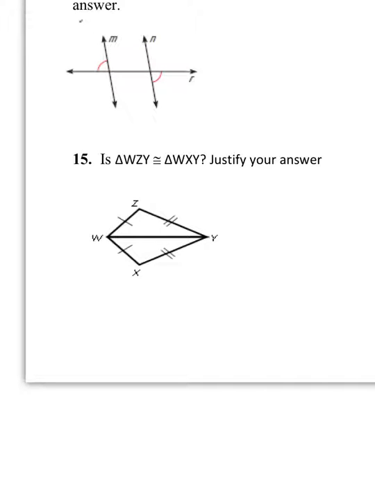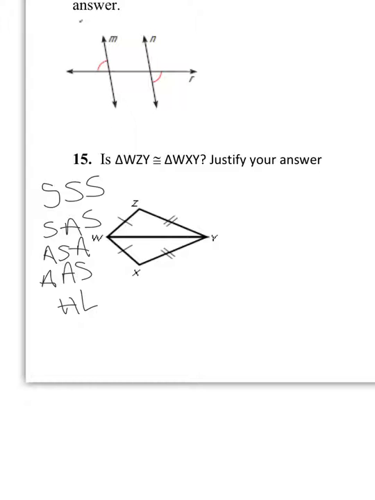Is triangle WZY congruent to triangle WXY? Justify your answer. Well, if you look here, well, first of all, let's remember what were our shortcuts. We have SSS, SAS, ASA, AAS, and HL. Now, this is congruence, not similarity. You are going to have to remember the difference between those two.